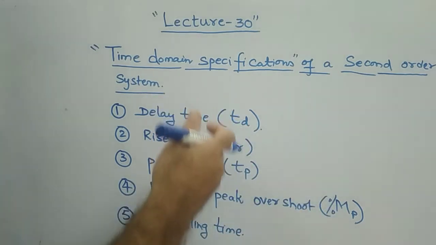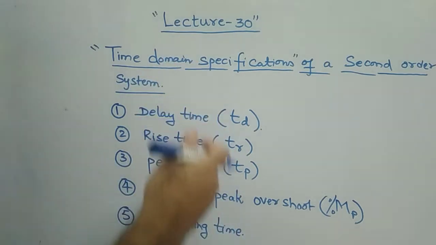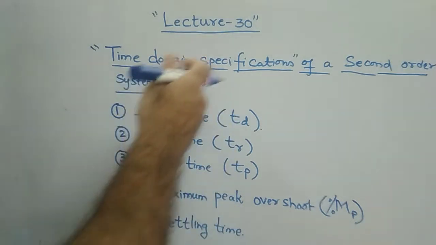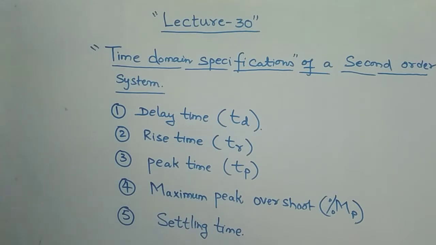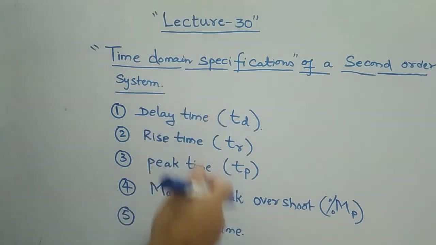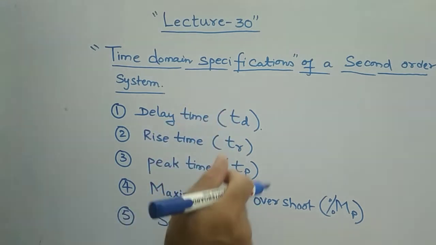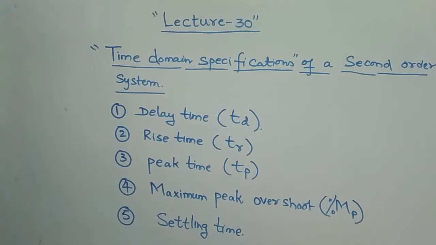These are the important parameters or specifications of the time domain specification of a second order control system. They are very important and very interesting also. Now I will explain you one by one. Most probably in this presentation, I would like to cover the first two only. The remaining we will see in a subsequent presentation.